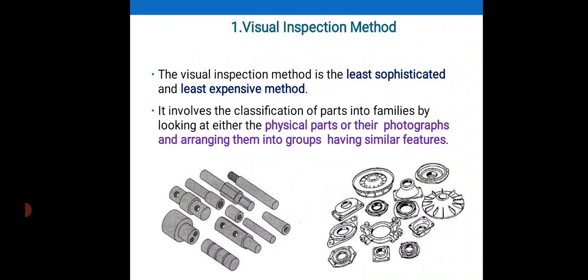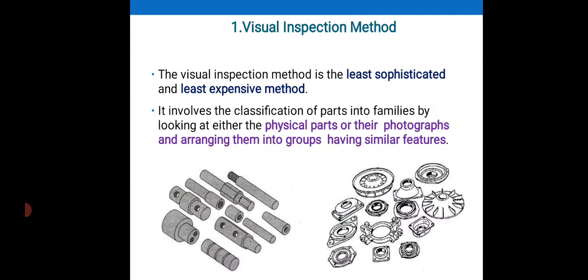Now, the first method: visual inspection. The visual inspection method is the least sophisticated and least expensive method. It involves the classification of parts into families by looking at either the physical parts or photographs, and arranging them into groups having similar features.